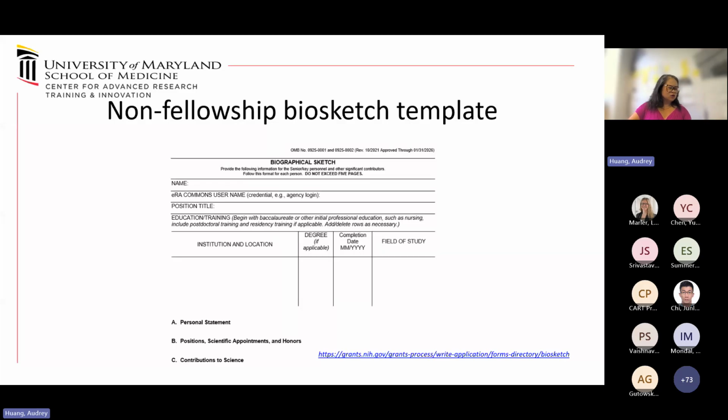It was about to change format, the requirements this May, in fact, but I think they've put that on hold. So we're still using the piece of paper. Make sure up here on this form, the OMB number, make sure that you're using the most recent BioSketch template.